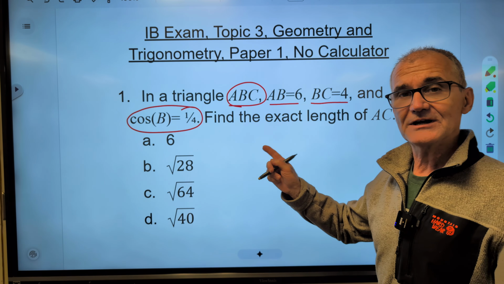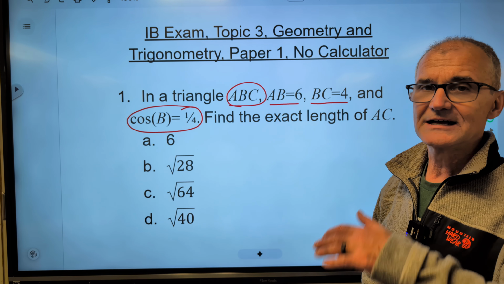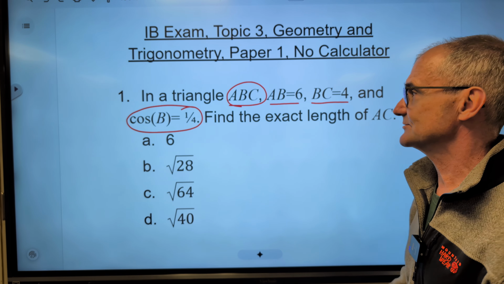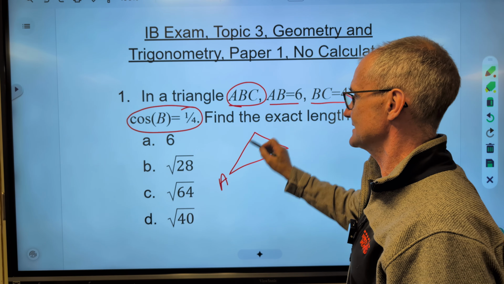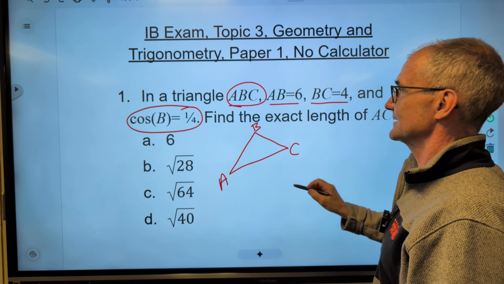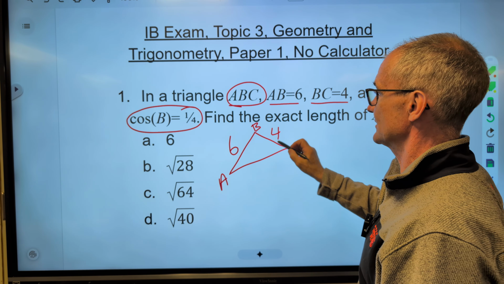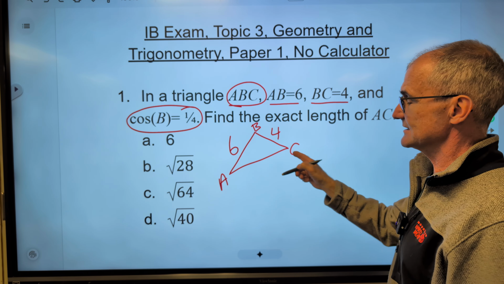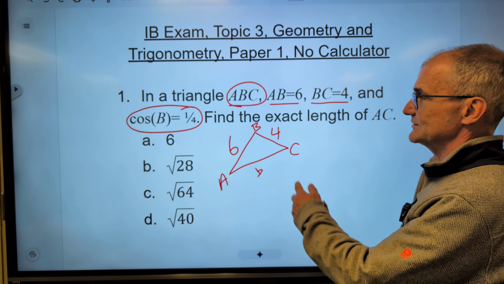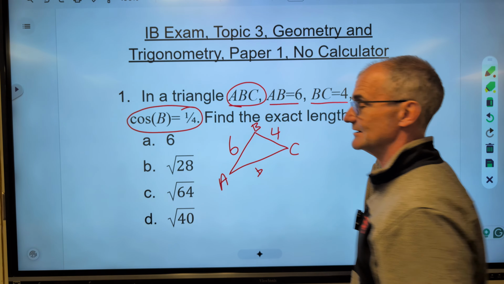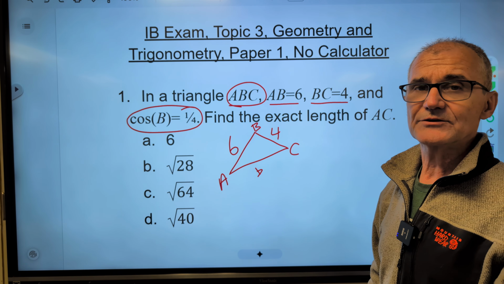I find it strange when I read that there's nothing about a right triangle, so I'm thinking immediately that this is non-right triangle trig. I'll draw that picture out. ABC, I'm going pretty quick. AB is 6, BC is 4. Find the length of AC. I'm going to call that lowercase b. I have 2 pieces and I have this part right here. It's a non-right triangle. Therefore, I'm going to have to use the law of cosines.